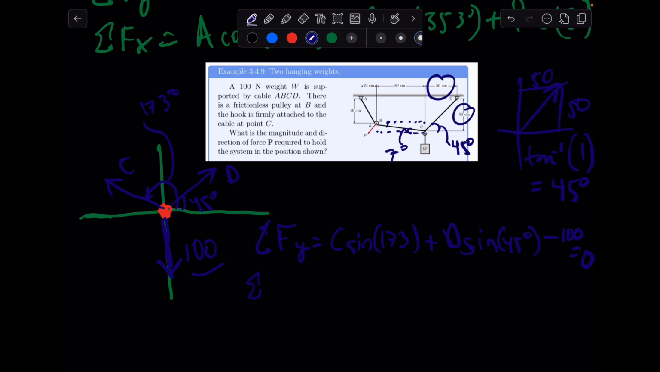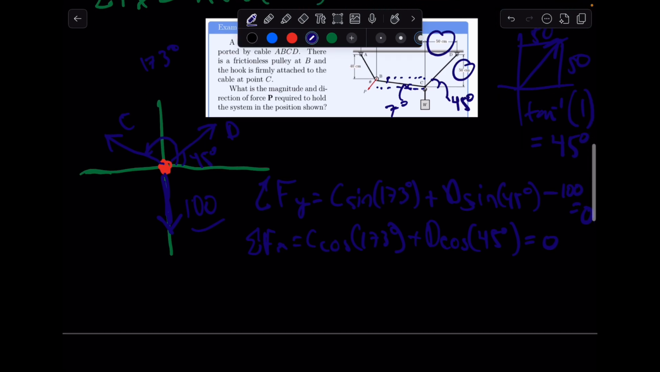Now let's do the sum of the forces in the x direction. In this case, we have C cosine 173, again this is all in degrees, plus D cosine 45 degrees. This is for D right here, that vector. And then we don't have any other forces in the x direction, so we can put this equal to 0.